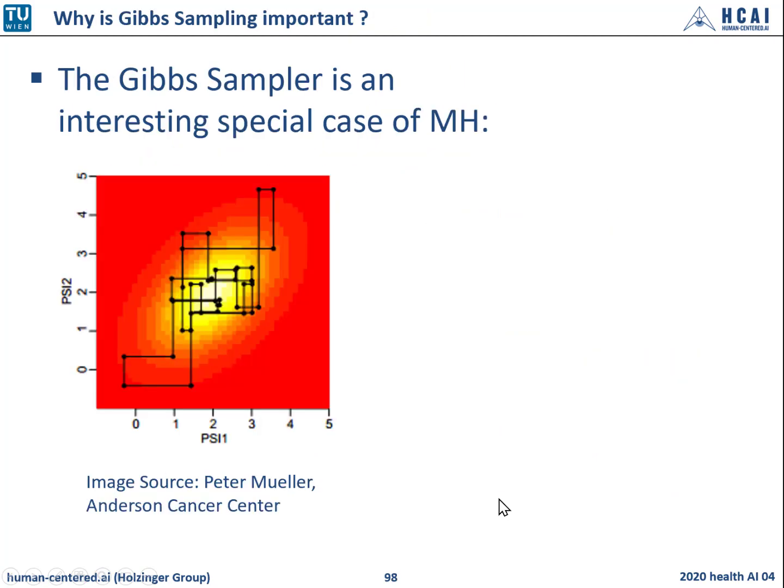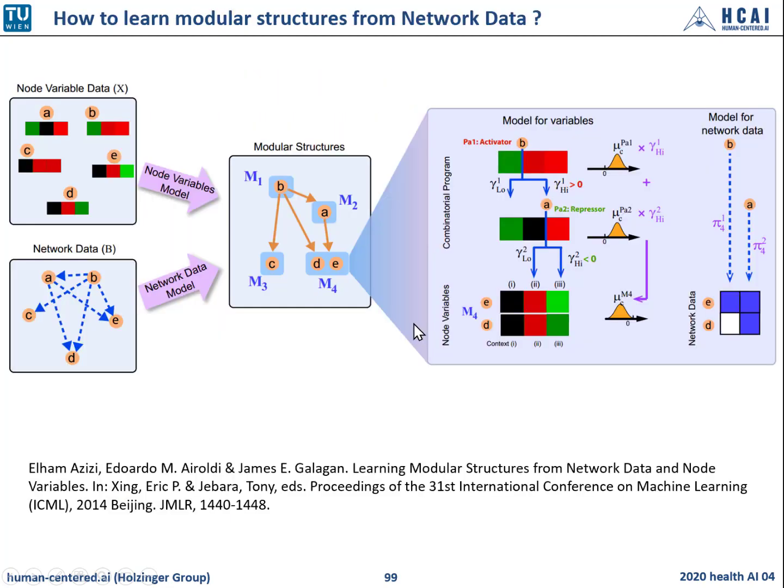And the Gibbs sampler is an interesting special case of this Metropolis-Hastings. Gibbs sampling is a simple and widely applicable Markov chain Monte Carlo algorithm and can be seen as a special case of this Metropolis-Hastings algorithm. By the way, Josiah Willard Gibbs, 1839 to 1903, was the first PhD in engineering in the United States, at Yale. So, the Gibbs sampler enjoyed an initial surge of popularity. Okay. So, how to learn now modular structures from network data?